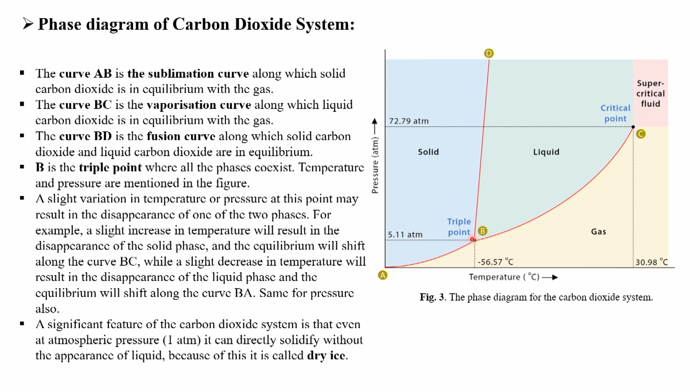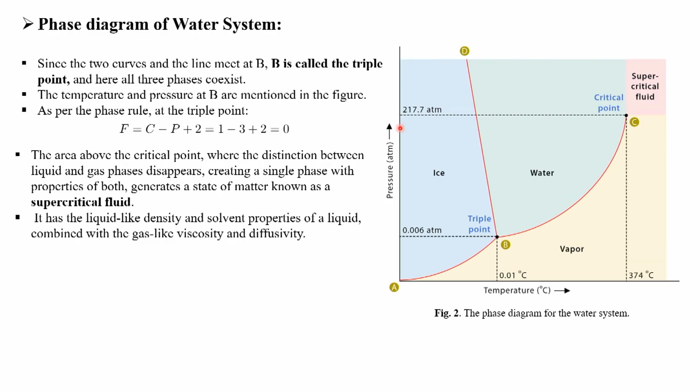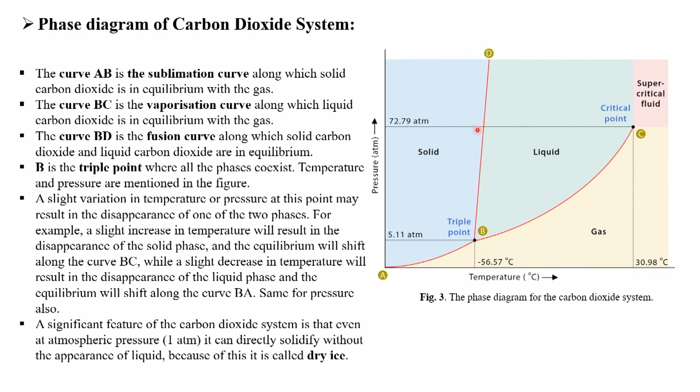So if we consider the curve AB here, AB is the sublimation curve along which solid carbon dioxide is in equilibrium with the gas. So this is the solid region, this is the liquid region, and this is the gas region. Another striking difference between this phase diagram of carbon dioxide and the phase diagram of water is the BD line. It is not inclined towards the pressure axis. If you compare, it was inclined towards the pressure axis for water, but here it is away from the pressure axis. That is the tilting of BD.